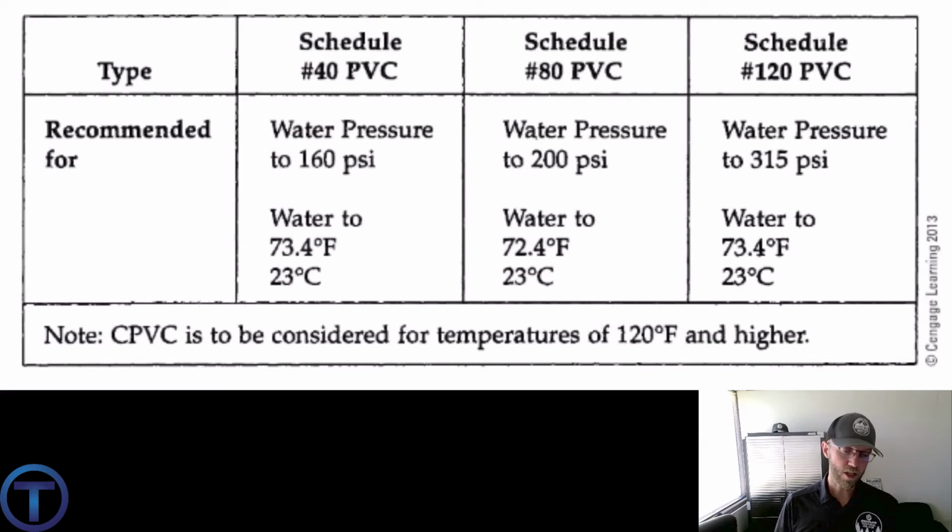Now, there's a note at the bottom of this. We mentioned this before. CPVC is to be considered for temperatures higher than 120 degrees. Typical temperatures coming from a water heater should be somewhere around 120 degrees. Side note, if as a plumber you set it any higher than that, you are at risk for scalding people, and you don't want that liability. So let them turn up their water heater, but in the meantime we have to put in the pipe that can hold that sort of heat, so we use CPVC.